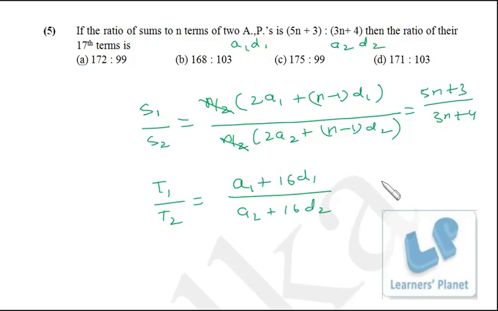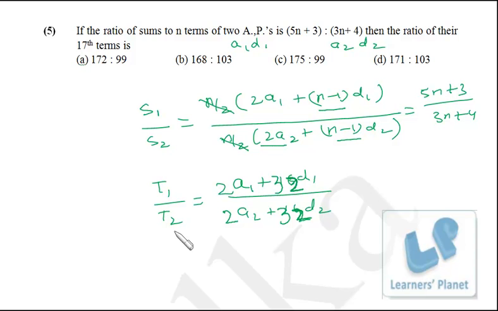What you have to do is, see, you can see 2A1 over here, right? So if I multiply numerator and denominator by 2, then what I'll be getting? 2A1 plus 32D1, 2A2 plus 32D2, right? Now 2a1 plus 32d1, and here 2a1 plus (n minus 1) d1, and here 2a2 plus (n minus 1) d2, right? So if I put, instead of n minus 1, 32, I'll be getting this expression, right? This is the ratio of the 17th term of the first AP and the second AP, right?